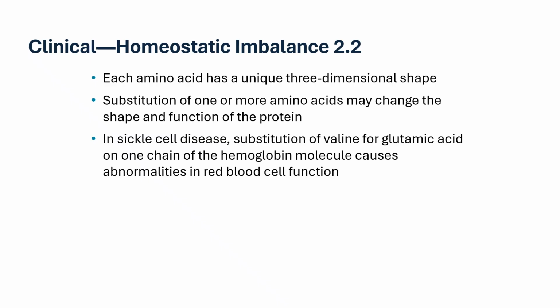All right, so some clinical information. Each amino acid has a unique three-dimensional shape. Substitution of one or more amino acids may change the shape and the function of the protein. So an example of this would be sickle cell disease. This is when the substitution of valine for glutamic acid on one chain of the hemoglobin molecule causes abnormalities in the red blood cell formation or function.